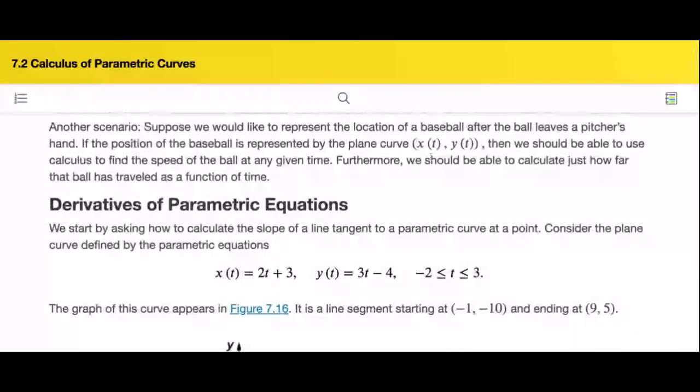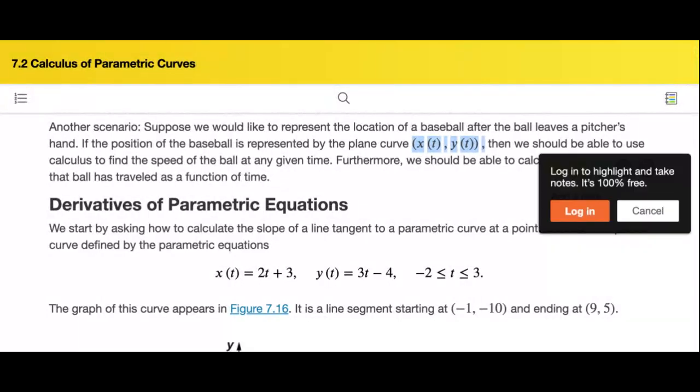So basically, a parametric curve is a trajectory made by x comma y, where x can be represented as a function of t, and y can be represented as a function of t. This is how x and y are related, because they're both related to the variable t.